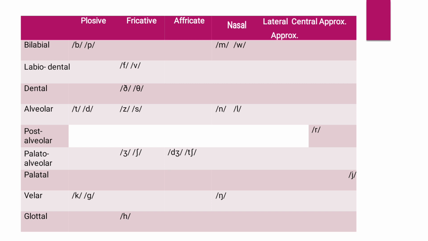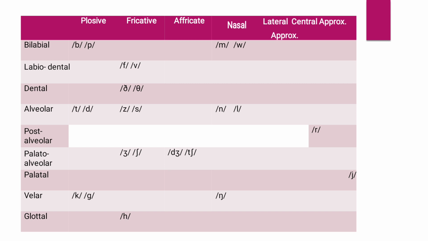Next one is the dental. When the blade of the tongue touches the upper teeth, it is called dental. When we pronounce the sounds of th and the, we can observe the blade of the tongue is touching the upper teeth.